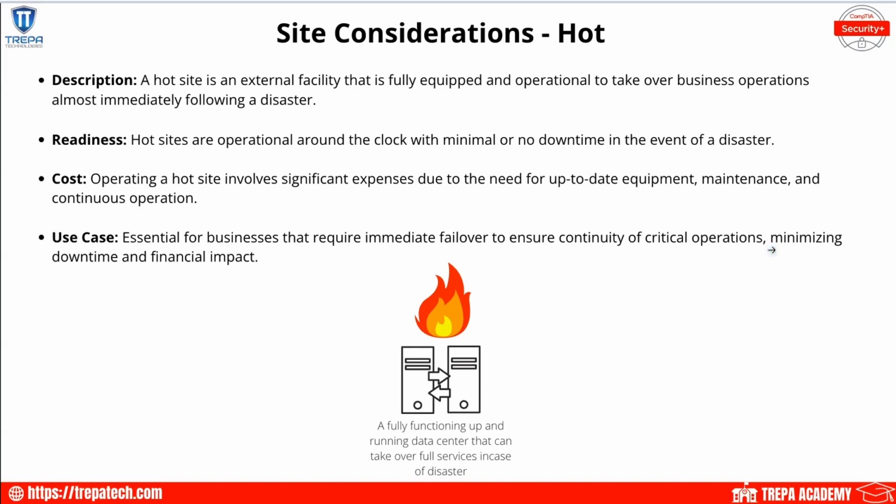The first one we're going to talk about is a hot site. So this is going to be an external facility, and this is just an umbrella term, right? Whether it's just a single comms closet, a whole data center, a region in the west, and then a region in the east as your hot site. It's just an external facility that is fully equipped and operational, currently operational, to take over business operations immediately.